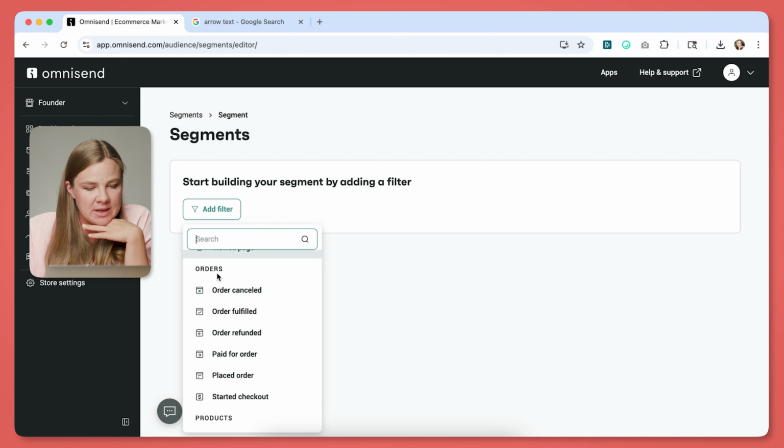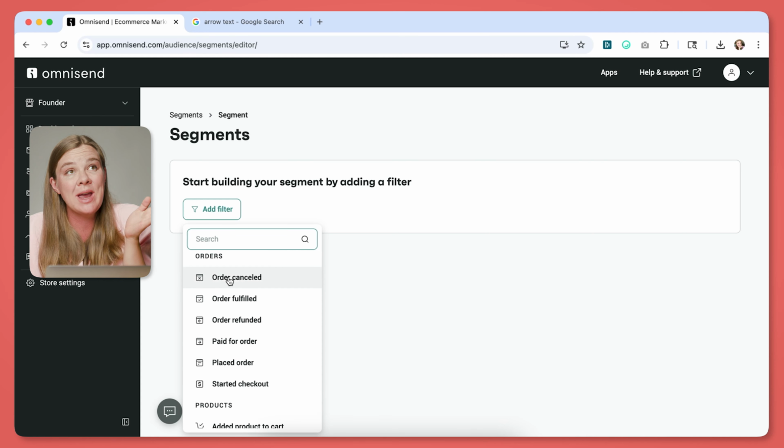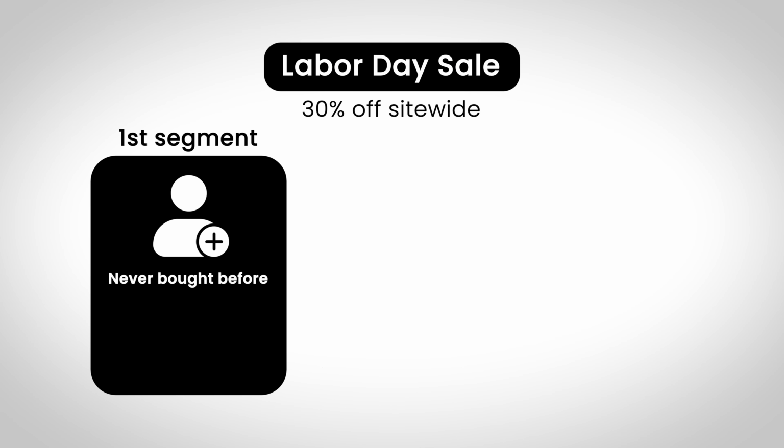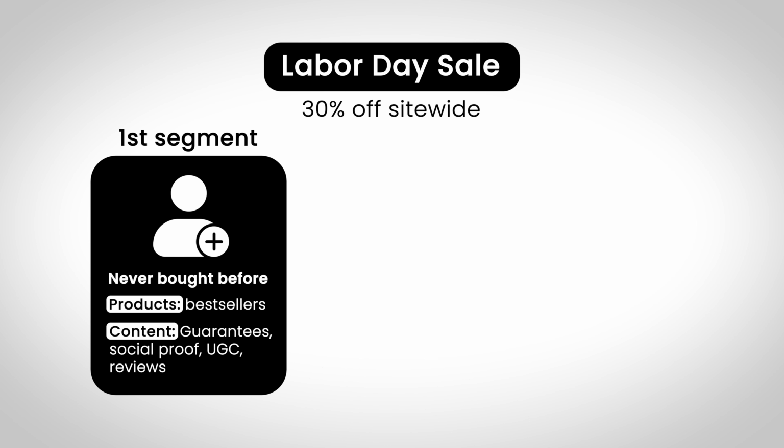Orders is a really helpful section over here as well. Let's say we have a Labor Day sale, it's 30% off site-wide, but I want to send a separate campaign to people who have never bought from me before. There I would recommend my best sellers. Maybe I would express 30% off as a dollar amount savings, if that's more impressive than 30% off, depending on what the average price is for my products. And I would use a lot of content that's geared towards non-customers, such as guarantees and social proof, reviews, UGC, all of those things that people who've never bought from you before need in order to make that decision to buy from you for the first time.